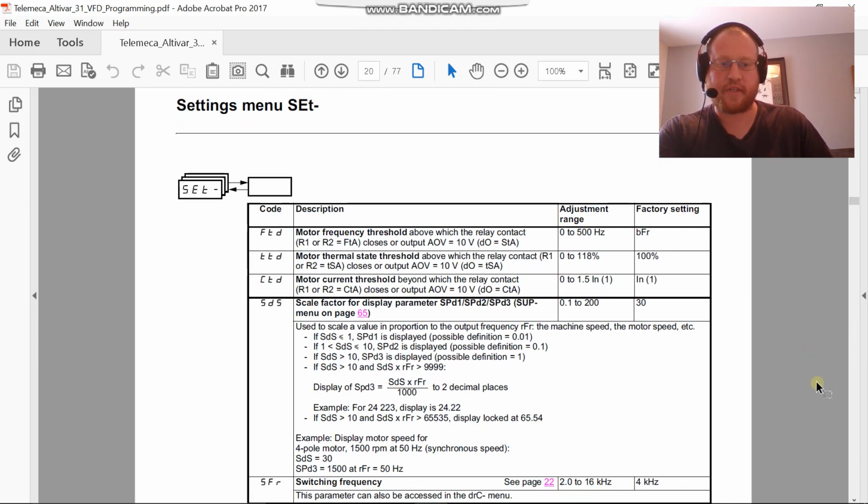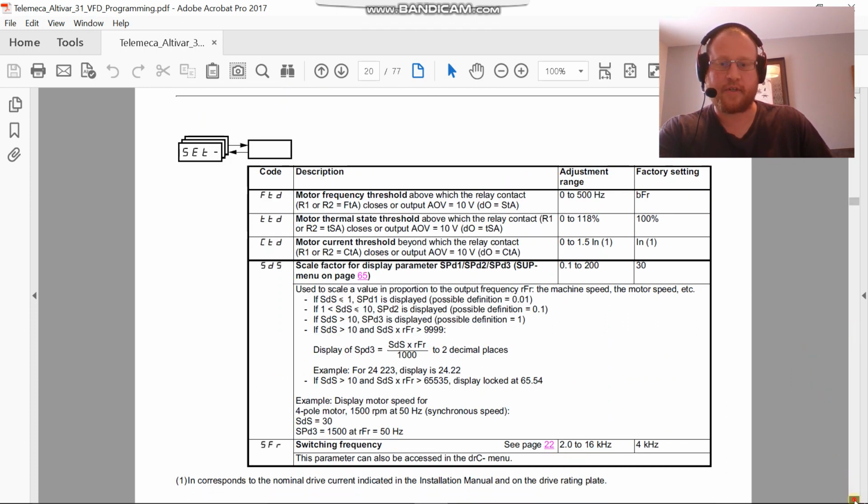Okay, we're on page 20 now. And we're going to go to the bottom here, switching frequency. So this is how fast those IGBTs on the inverter end are switching in order to simulate an AC waveform for us. So the factory default was 4,000 hertz, but they can be changed anywhere from 2,000 to 16,000 hertz.